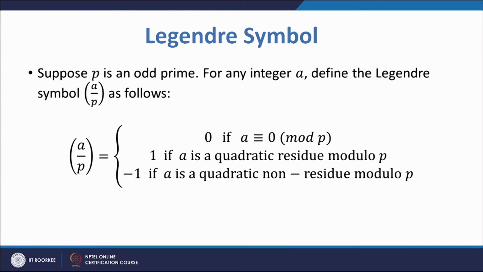We see that if P is an odd prime and if A is any integer, then the Legendre symbol A by P is defined as follows: A by P equals 0 if A is congruent to 0 mod P, A by P is 1 if A is a quadratic residue mod P, and A by P is minus 1 if A is a quadratic non-residue mod P.